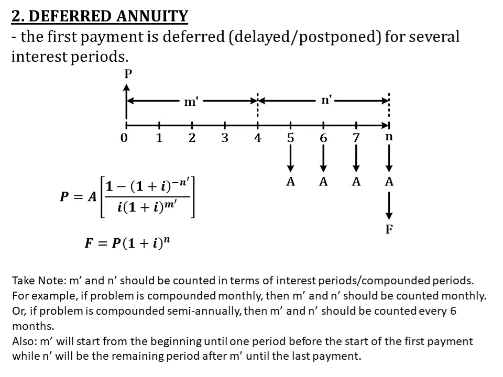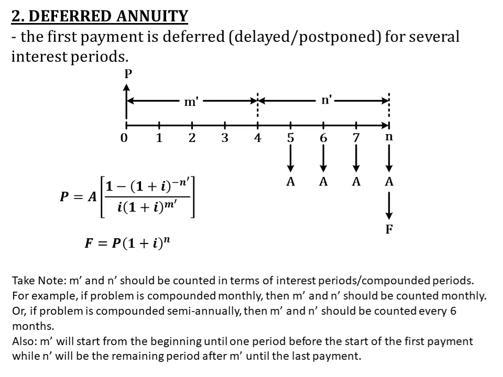Recall, the first type of annuity we have discussed was the ordinary annuity, and now this is the second, which is called the deferred annuity. Now what is deferred annuity? Deferred annuity is where the first payment is deferred. Deferred meaning delayed or postponed for several interest periods.